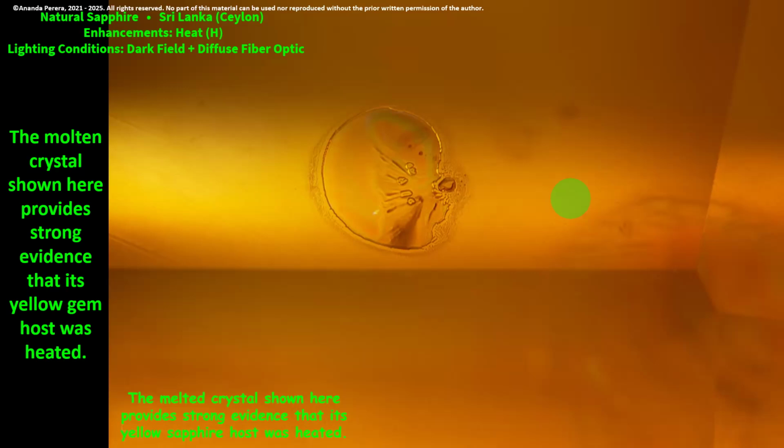Another glassy discoid. It is also a Sri Lankan sapphire, heated stone. Lighting condition: two, dark field plus diffuse fiber optic. Look at this. The molten crystal, this crystal was molten. It seems like molten. It provides very strong evidence that this yellow gem host is heated. This yellow sapphire is heated. This is destroyed, molten. And see here also. So this is very good evidence. There are 2-3 pieces of evidence we discussed until now.